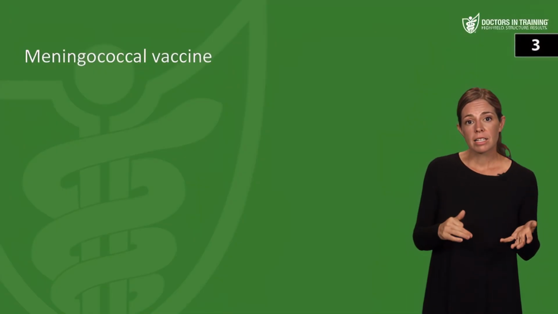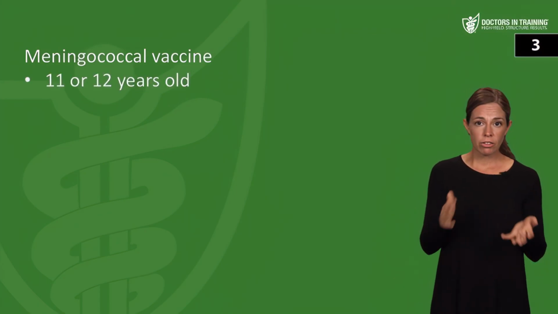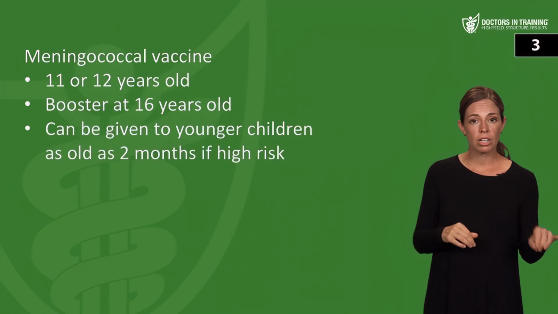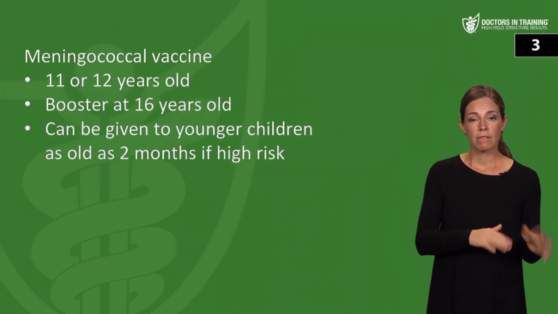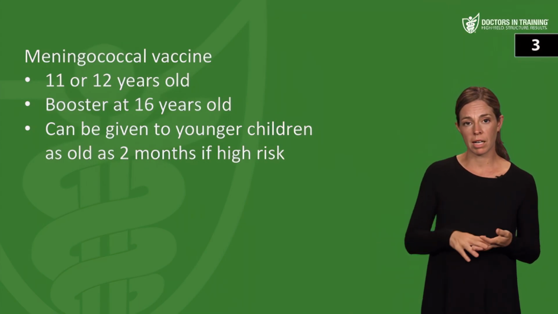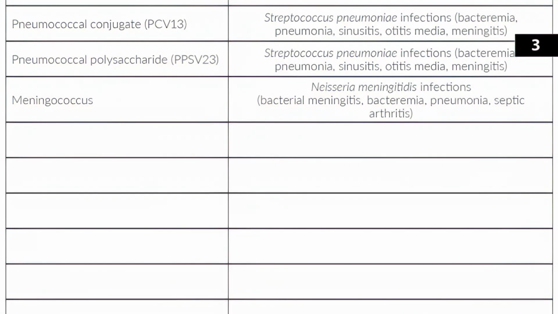The meningococcal vaccine is usually given to adolescents, 11 or 12 years old, with a booster at 16. But it can be given to younger kids as young as 2 months if they're at increased risk for meningococcal infections, such as kids with sickle cell disease or asplenia. The meningococcal vaccine prevents Neisseria meningitidis infections, including meningococcal meningitis, pneumonia, and septic arthritis.